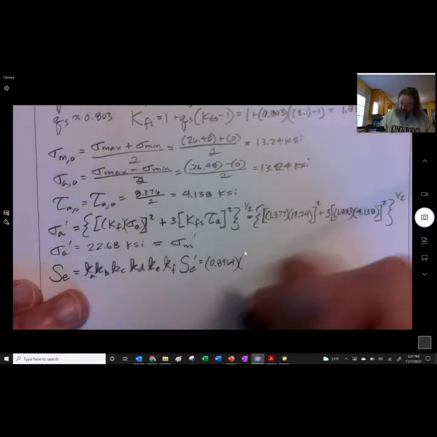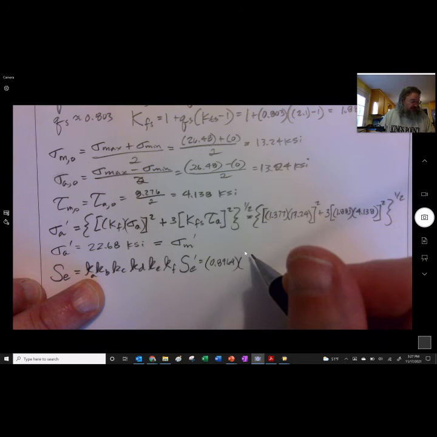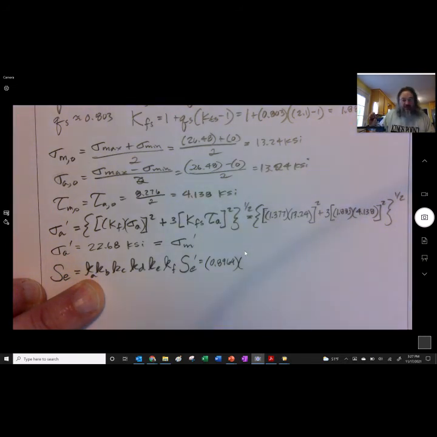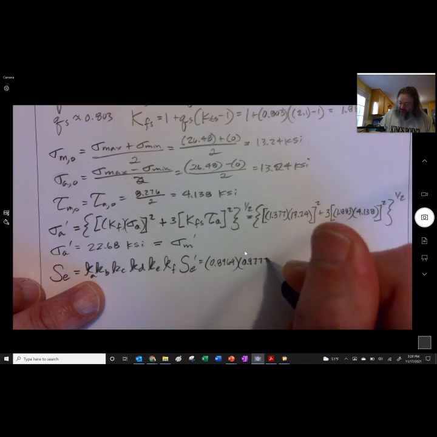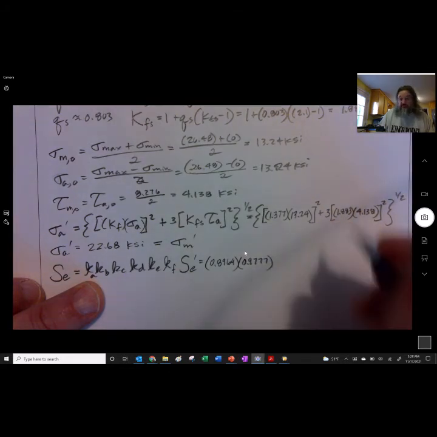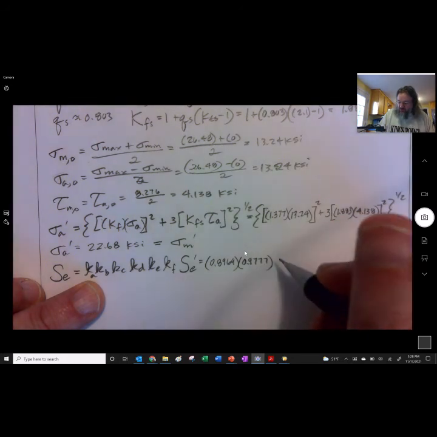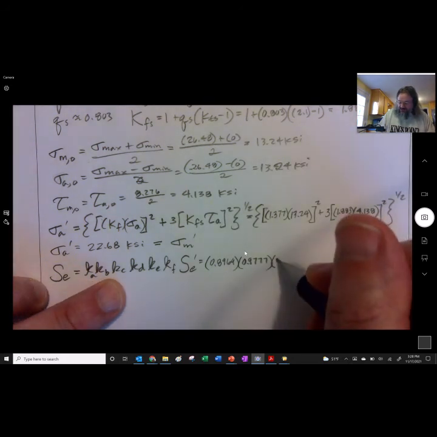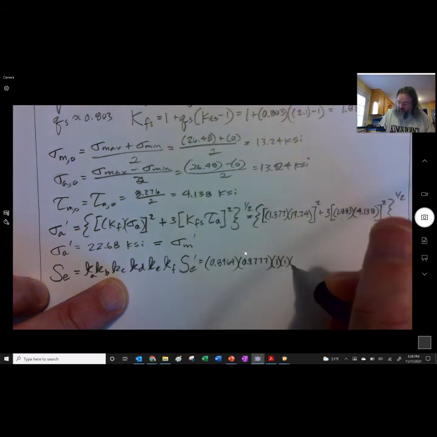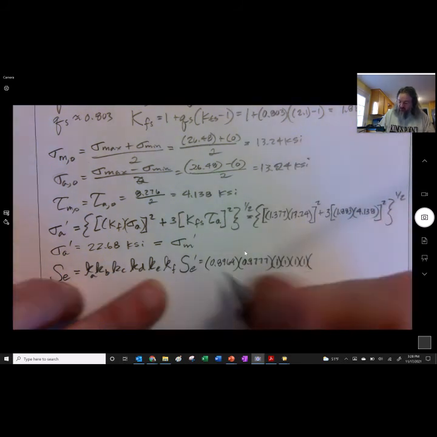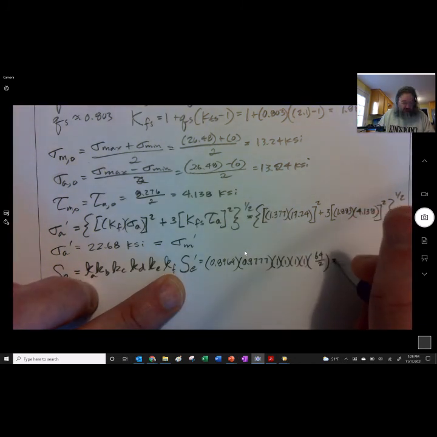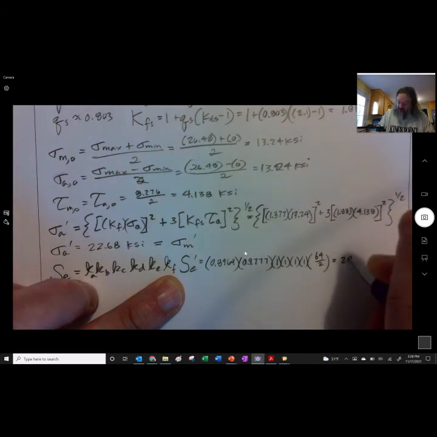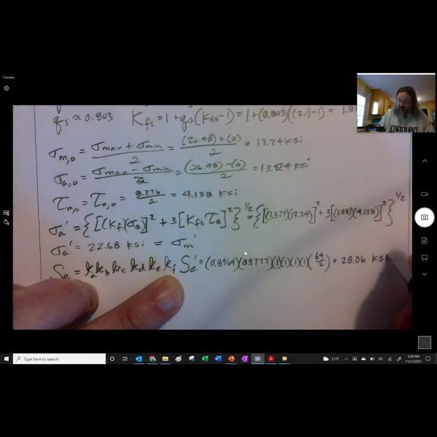So we get 0.8969. For Kb, it's not rotating, so we needed an equivalent diameter before we go back and put it into the other thing that gets the Kb. Anyway, that comes out to a boring 0.977. I say boring because for all intents and purposes it's 1; it's very small. Kc, we're going to treat it like bending, and then all the others. Then we take 1/2 of the ultimate, which I said was 64. So what we end up with is 28.06 KSI.